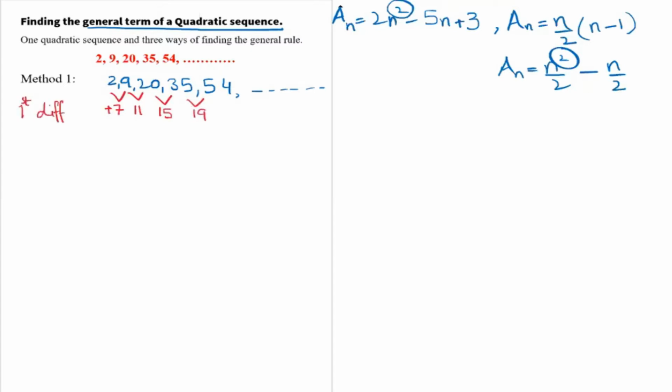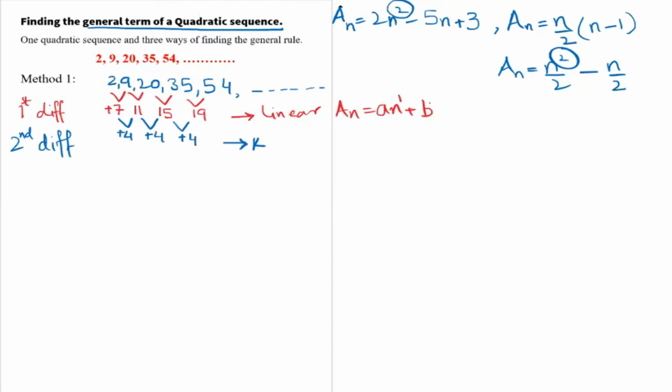Now, had the first difference been a constant, we would have called it a linear formula. It means the highest power would have been simply 1. But since the first difference is not a constant, it's not going to be linear. Let's check if its second difference is the same or a constant. So 7 is increased by 4 to get 11, and then 11 is increased by 4 to get 15. So you can see that now the second difference is a constant. If the second difference is a constant, then this is going to be a quadratic sequence.